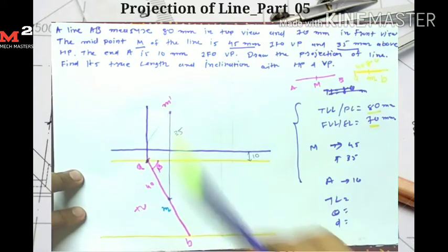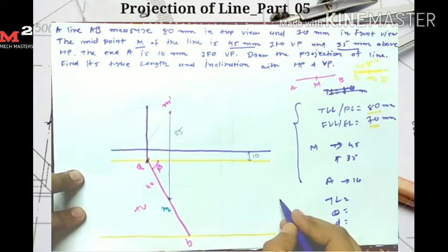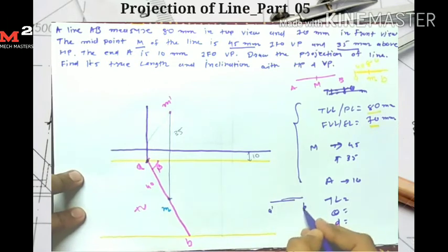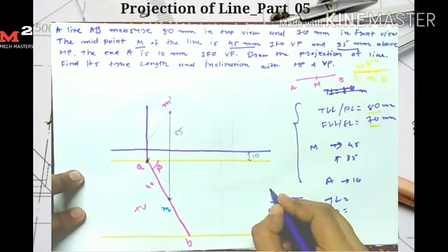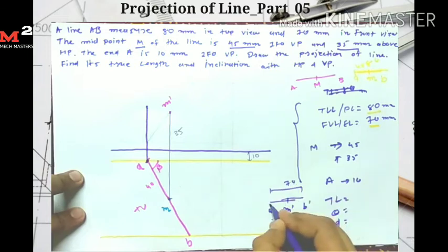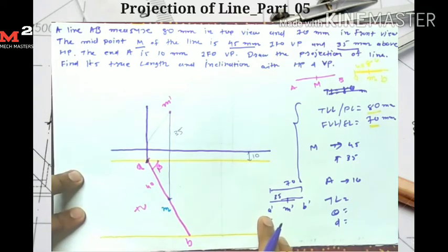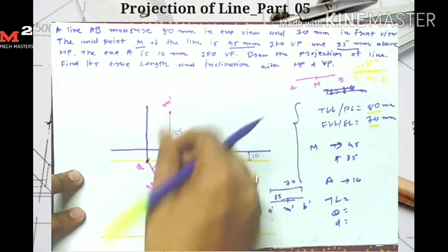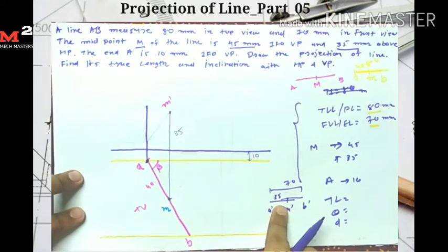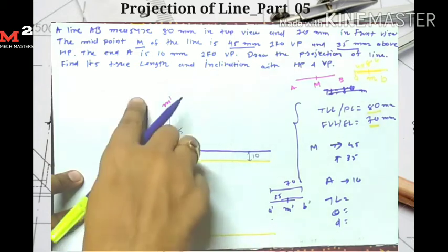Now M dash is the midpoint of line A dash B dash. The distance between A dash B dash is 70 mm, because the front view length is 70 mm. So this total distance is 70 mm, and the distance between A dash and M dash is 35, because M dash is the midpoint of line A dash B dash. So for finding A dash I have two conditions: its distance from M dash is 35 mm, and we get the A dash point on this vertical line.